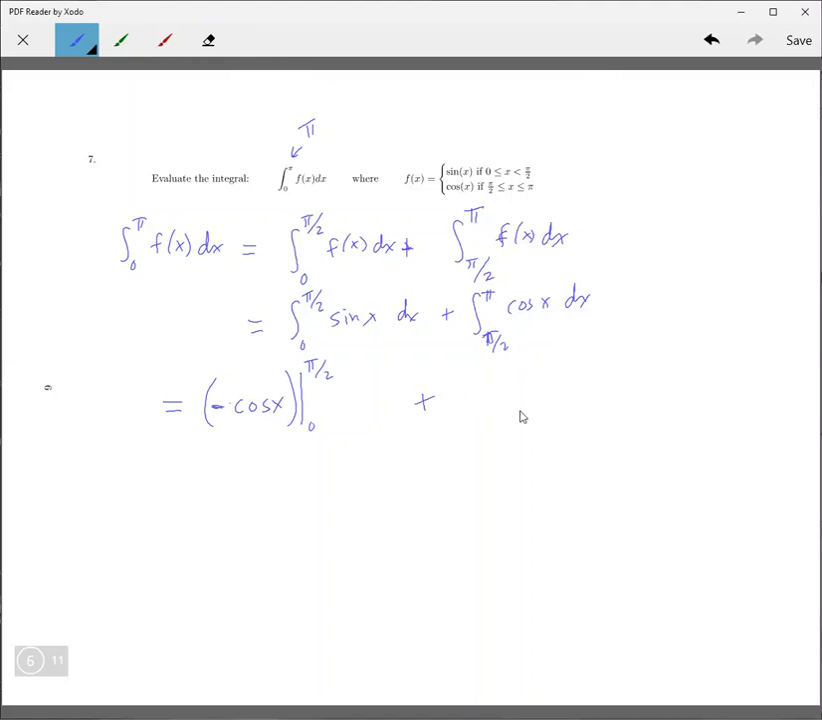Then over here, sine x. If you take the derivative of sine x, you just get cosine x. So this is going to be sine x, and that's going to go from pi over 2 to pi. Okay, so we go to here first, plug in pi over 2, so that's going to be negative cosine of pi over 2 minus negative cosine of 0.